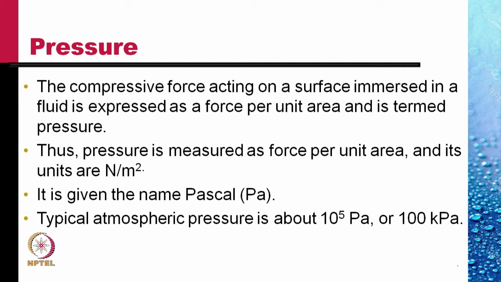The pressure is measured as force per unit area and its units are Newton per meter square. This unit is given the name Pascal and abbreviated as Pa. The typical atmospheric pressure on Earth is about 10⁵ Pascal or 100 kilopascal.